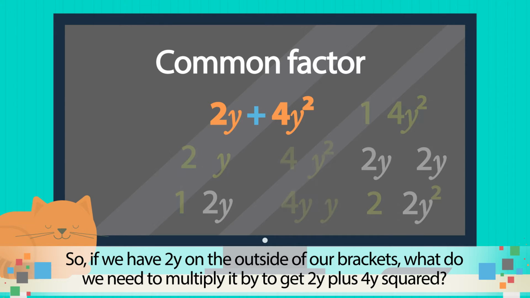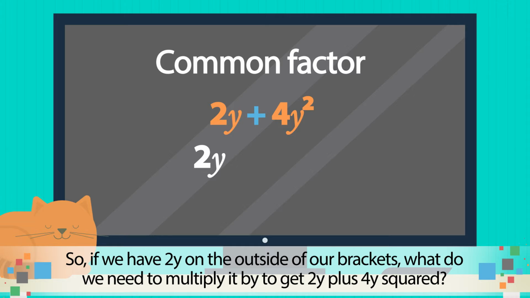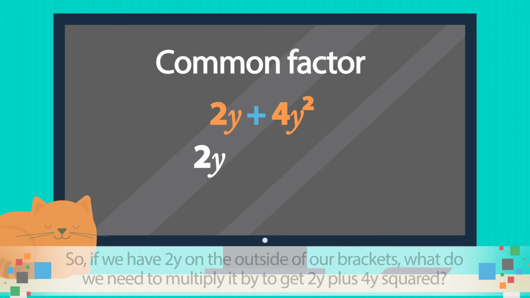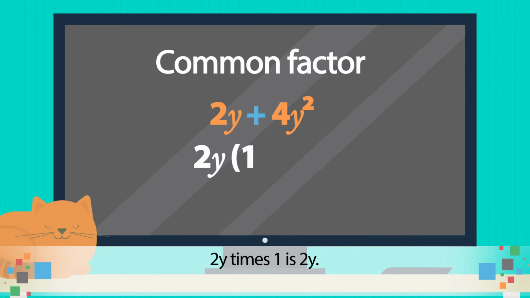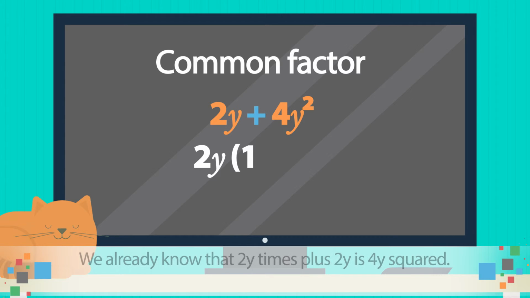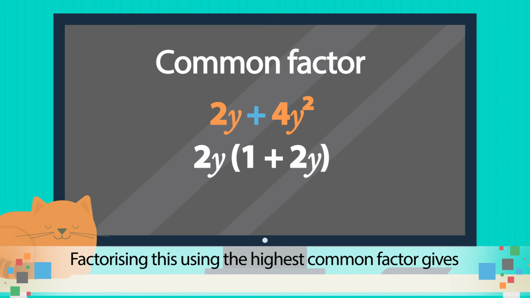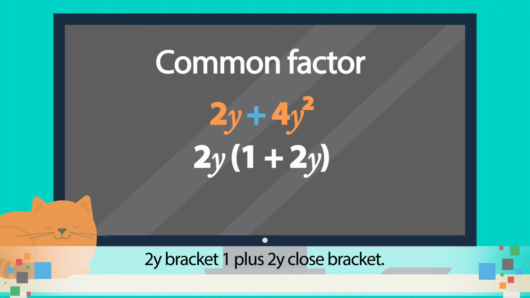So, if we have 2y on the outside of our brackets, what do we need to multiply it by to get 2y plus 4y squared? 2y times 1 is 2y. We already know that 2y times plus 2y is 4y squared. Factorising this using the highest common factor gives 2y bracket 1 plus 2y closed bracket.